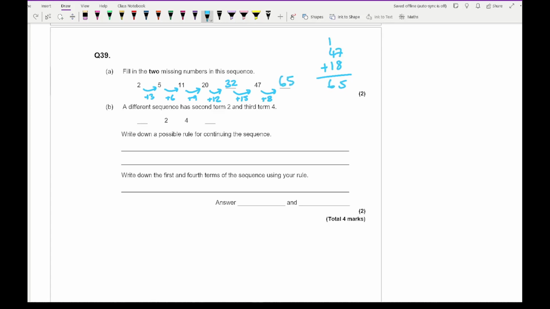For part B, it then says the different sequence has the second term of 2 and a third term of 4. Write down a possible rule for continuing the sequence. Now, there are quite a few possible options, but I would say that the most popular one is going to be starting with 0 and then add 2. And therefore the next 2 terms are going to be 0 and then 4 plus 2, which is 6. Or you could possibly have another rule, which is starting with 1 and then double, meaning that starting with 1 and then 4 times 2, which is 8.